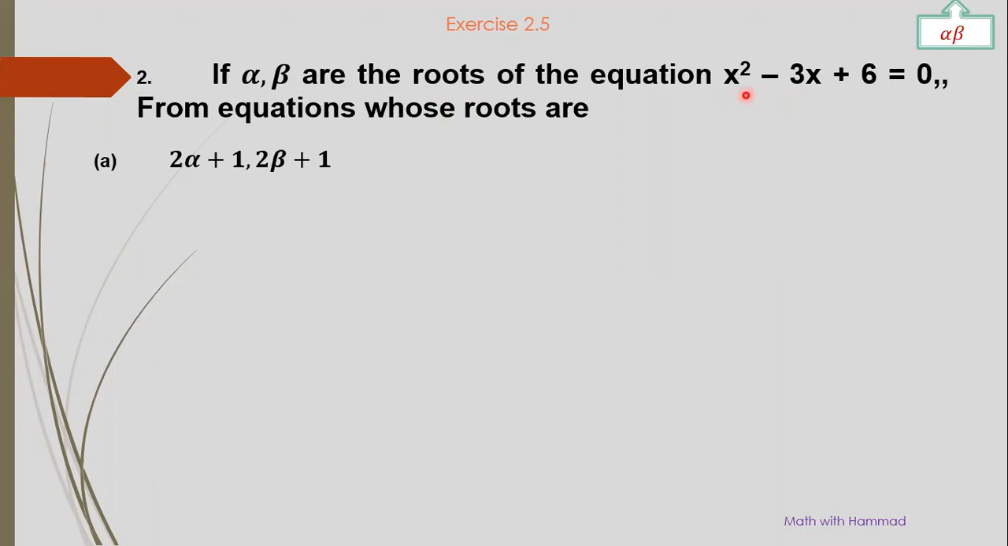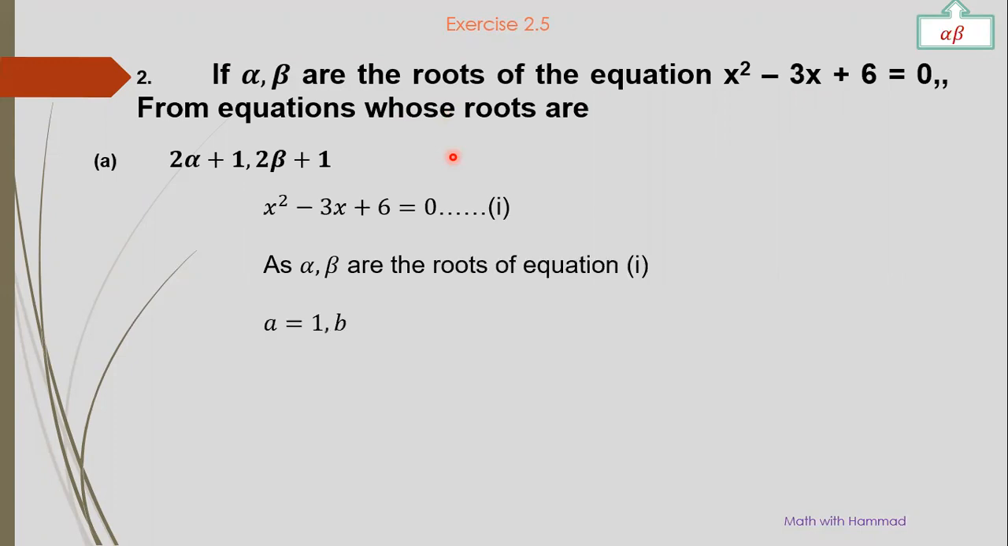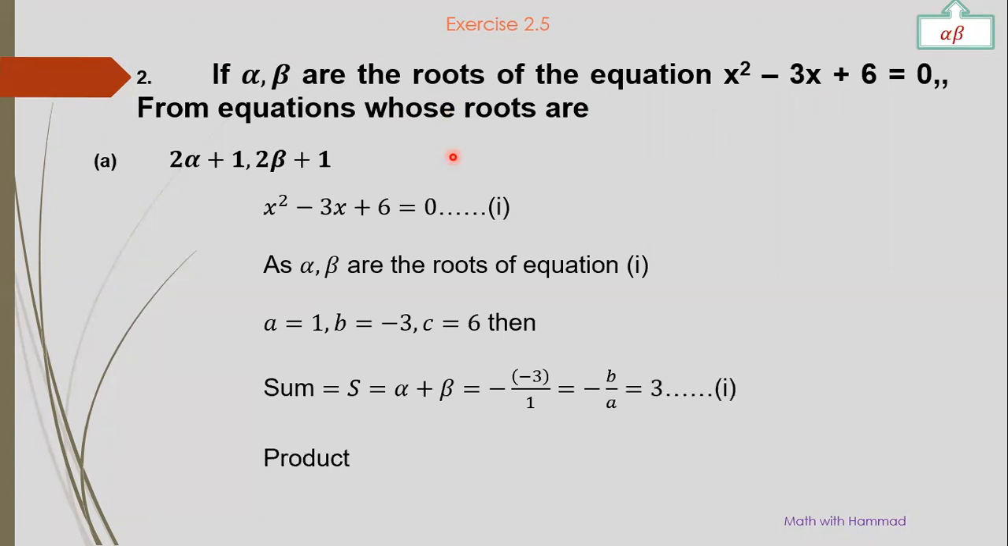Here A is 1, B is minus 3 and C is 6. So x square minus 3x plus 6 is equal to 0. Alpha and beta are the roots of the equation. Sum of roots alpha plus beta is minus B over A, that is minus into minus 3 over 1, which is 3, and product of roots alpha into beta is C over A, that is 6.